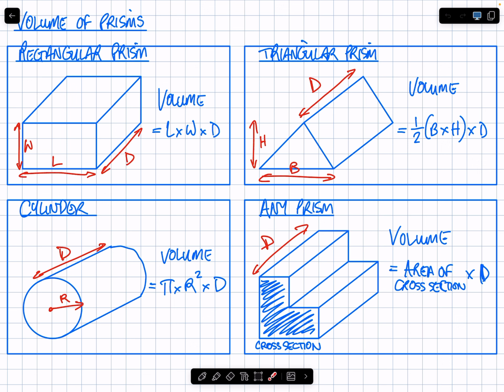Does that say any prism? Any prism, yeah. I haven't given you the formula for an L shape, but could you break that L shape up into a couple of rectangles? If you found the area of the L shape and then times it by how deep it is, that would be the volume of that shape. Just the rule is it has to be a prism. It has to be the same shape all the way through.